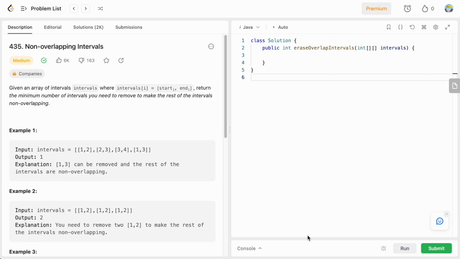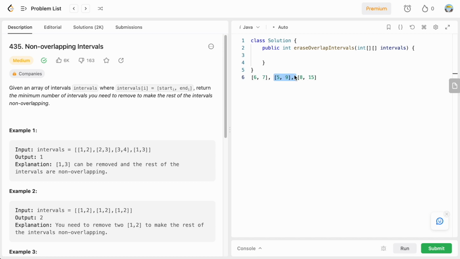So how to solve the problem? Let's first take a look at an example. [6,7], [5,9], and [8,15]. We can see clearly that some of the intervals are overlapping, such as [6,7] and [5,9]. So we have to remove one of them and keep the other. But which one to keep? My strategy is to keep the one with the smaller end. In this case, I will keep [6,7] and remove [5,9].